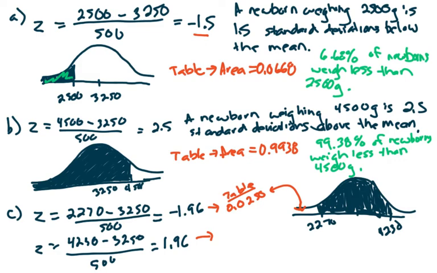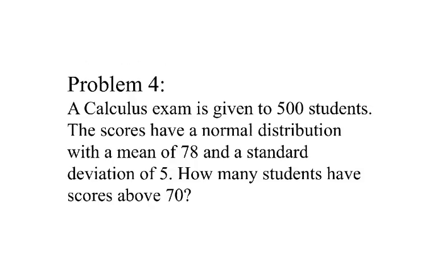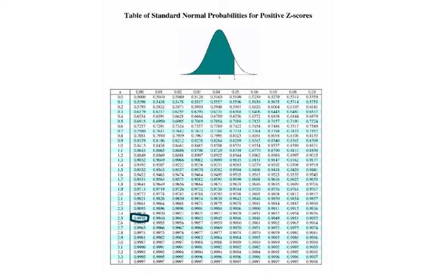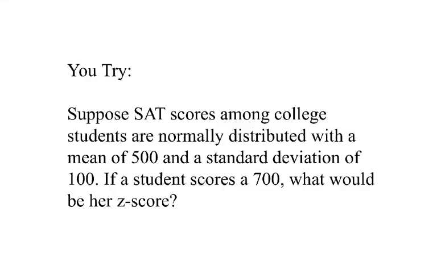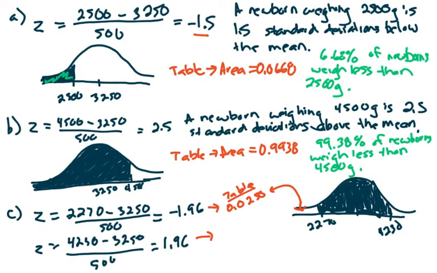For positive 1.96, we'll do the same thing. So look at the positive 1.9, and then go over to 6, so 0.9750. Which represents this whole area. So we are going to subtract these two.